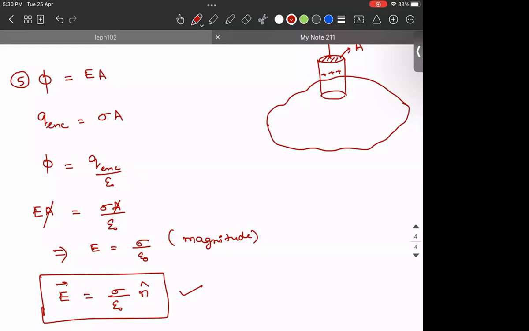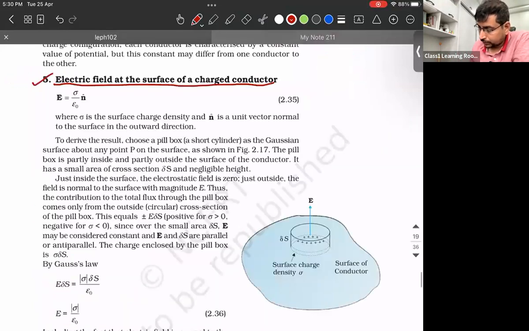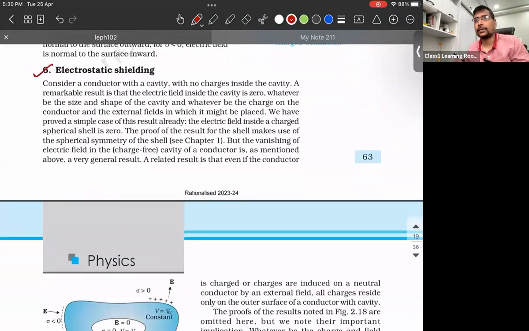So one last point related to the electrostatics of conductors is this thing. It's called electrostatic shielding. As the name suggests, whenever you say shielding, it is some protection. So here, the conductor is acting as a protecting material from the static charges.